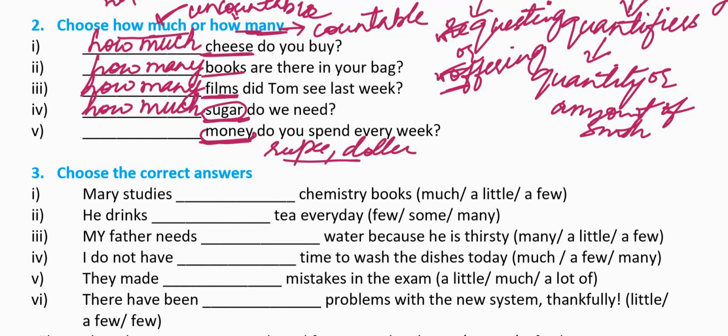But if you're using the word money, you cannot say 1 money, 2 monies, 3 monies. Hence money is uncountable. You have to use how much money do you spend every week. I hope you understood a few quantifiers. There are more quantifiers here.